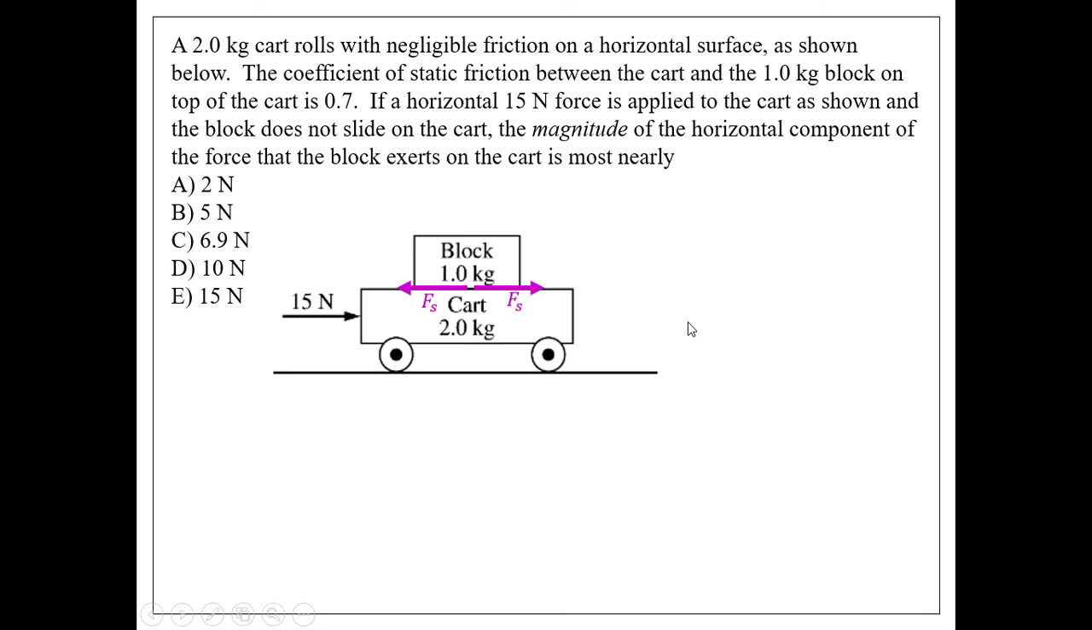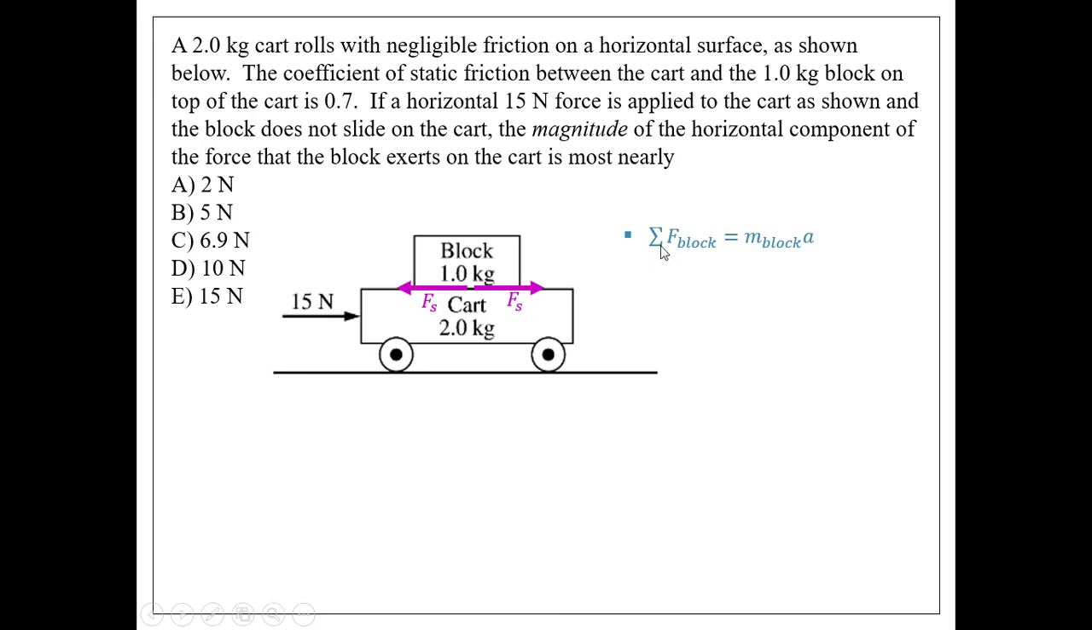Okay, all right. Now, ultimately, the question is asking what is the magnitude of the horizontal component of the force that the block exerts. So here's the block. It exerts some sort of static friction on the cart, right? So we're supposed to find Fs. So let's do it. If you look at the block, now why would I look at the block? Because the question is really focusing on the block, saying the horizontal component of the force that the block exerts. So right away, that's going to cause me to focus my attention on the block.